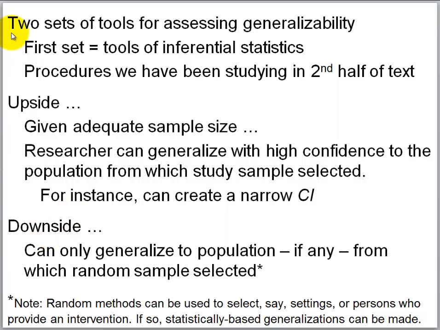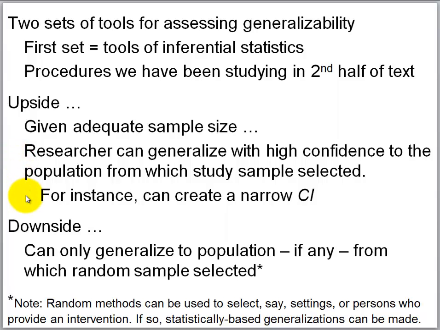We have two sets of tools that we'll use to assess generalizability. The first set of tools are those of inferential statistics, the procedures we've been studying in the second half of this text. What are the strengths and weaknesses of generalizations made using the tools of inferential statistics? Well, the upside is that given adequate sample size, the researcher can generalize with high confidence to the population from which the study sample was selected.